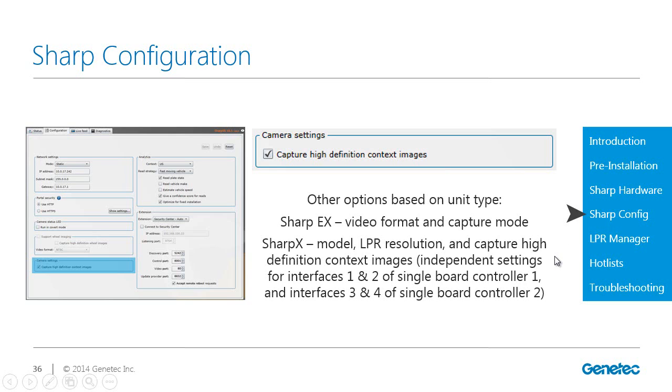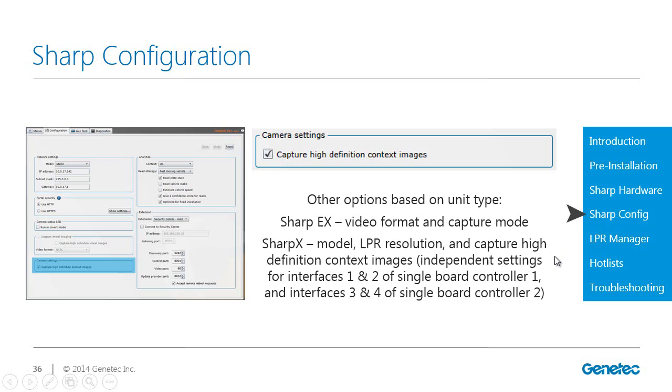A Sharp X can have 2 single board controllers to be able to process more than one camera per processing unit, and each one runs independently of the other with separate portal screens. You'll see 2 interfaces per single board controller, and you'll need to specify the model, the LPR resolution, and if you want to capture high definition context images for the cameras attached to that single board controller. Now if you want to switch to the other single board controller on the processing unit, you need to go back to the status tab, and under the actions section there's a button that says configure the other unit, and that's basically going to bring up the portal for the second single board controller.